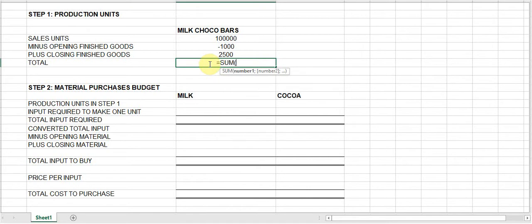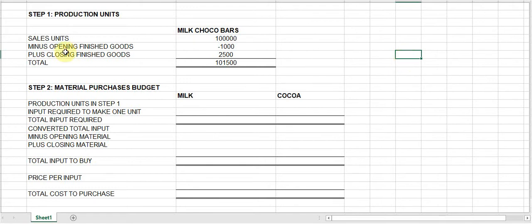I'm just going to use the sum function. Of course, you can type it on your calculator. And we need to produce 101,500 chocolate bars for the year ended 31st December 2021. Then I'm moving on to the second step, which is the material purchase budget that is actually required. But if we don't do step 1, we will not be able to complete step 2.